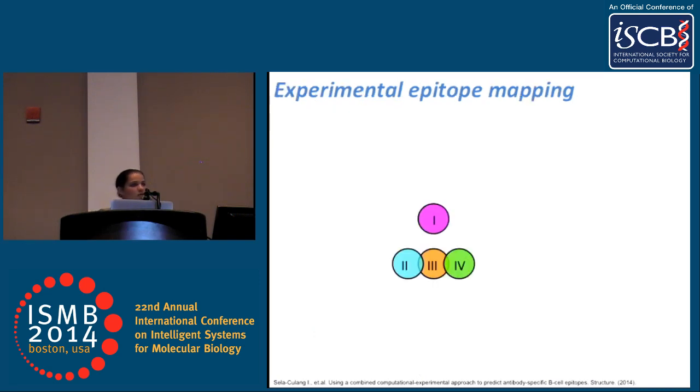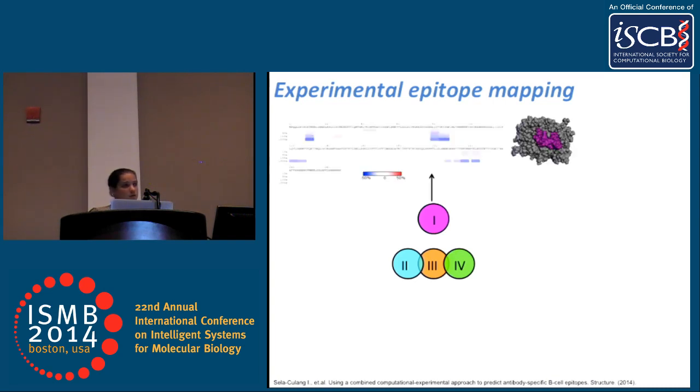Now, our collaborators made many efforts to experimentally map the epitopes of these antibodies, and they could do it very nicely. For the antibody of group 1, they performed a deuterium exchange assay, and they identified 2 linear peptides that come together on the antigen 3D structure.